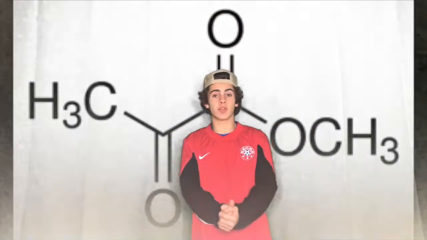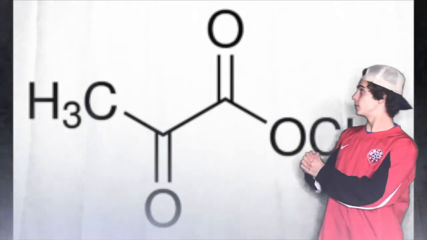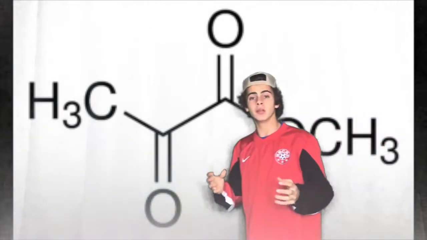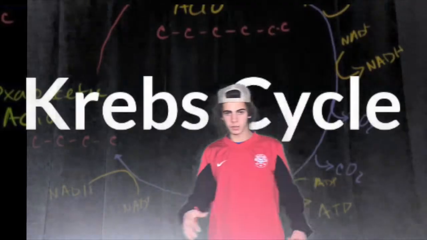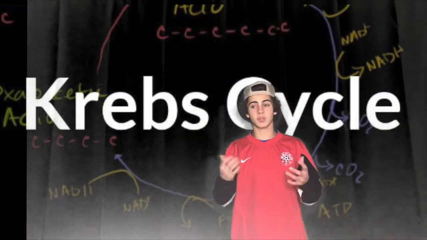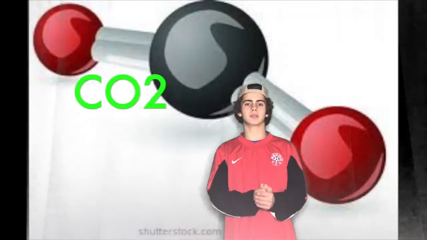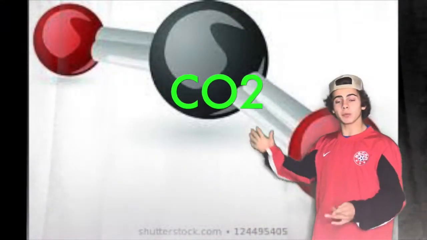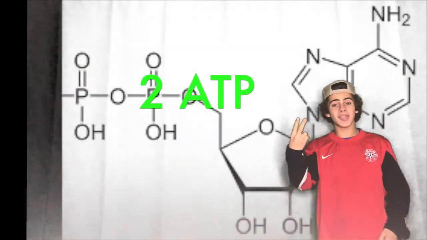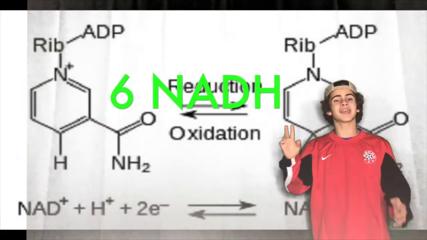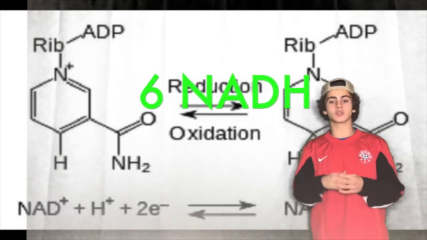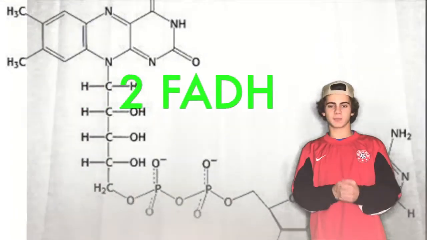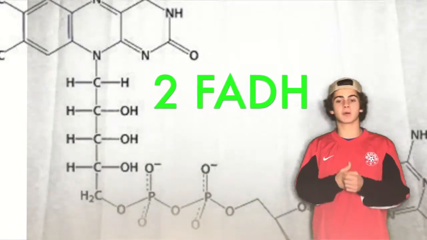Now, the pyruvate, which we made before, as you can see behind me, will be converted and oxidized. When the Krebs cycle, which is what this process is called, happens, it produces carbon dioxide, 2 ATP molecules, 6 NADH molecules, and 2 FADH molecules. Now, FADH molecules are coenzymes.